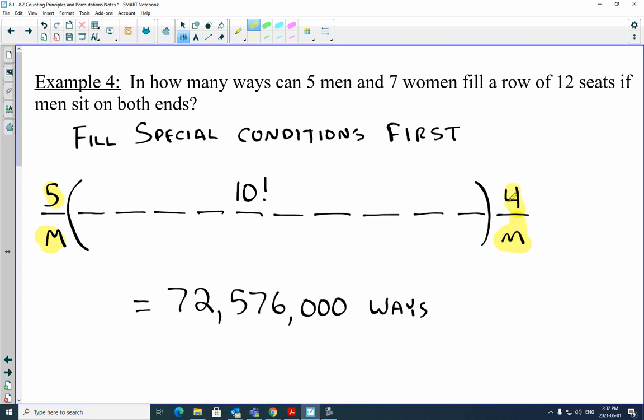Now, how many people are left? Well, that was 12. There's 10 people left. So you could go 10 times 9 times 8 times 7, or just put in here 10 factorial. And of course, look at this number. Wow, 72 million. Probably an example like this, I wouldn't ask you to calculate the 72 million. You would just have to draw out the special condition.